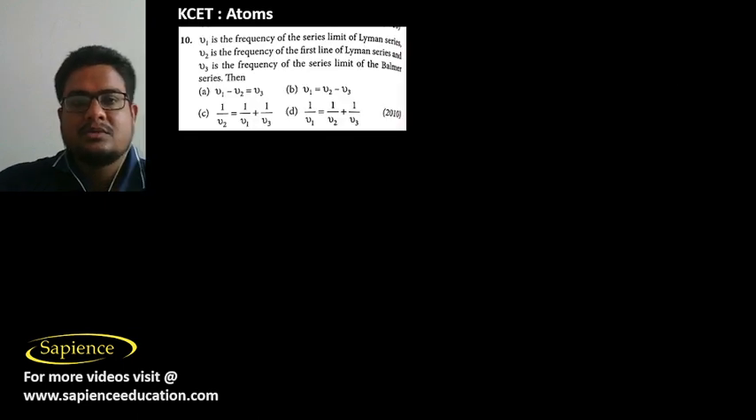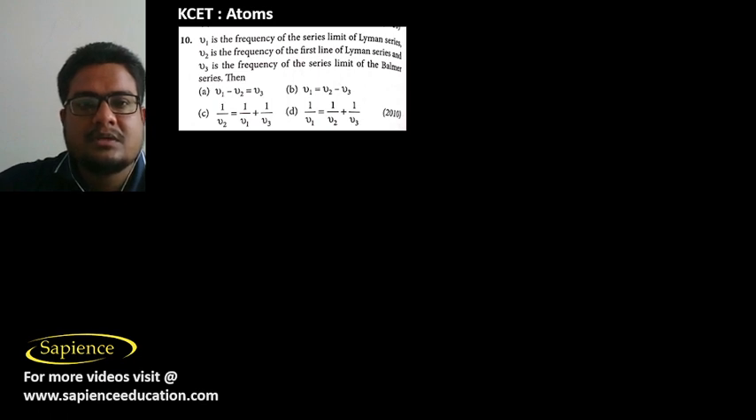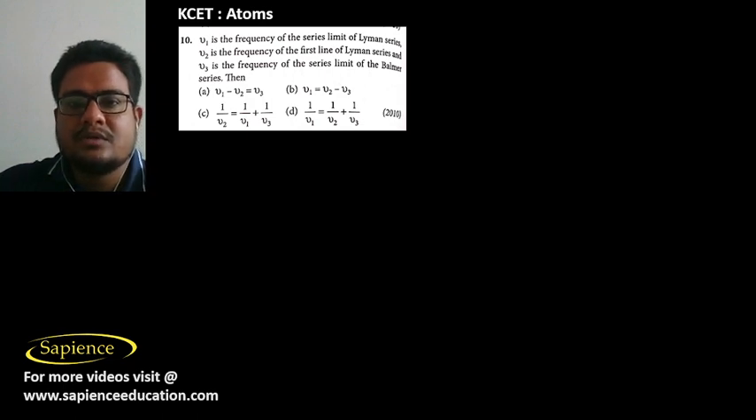Then in question number 10, it is told mu1 is the frequency of the series limit of Lyman series, and mu2 is the frequency of the first line of Lyman series, and mu3 is the frequency of the series limit of the Balmer series. Then what is the relation in between these three frequencies?